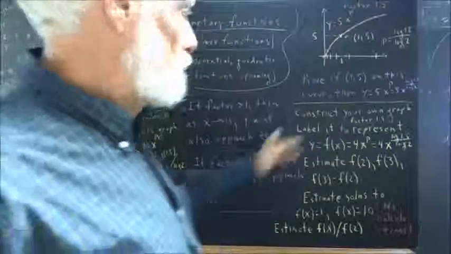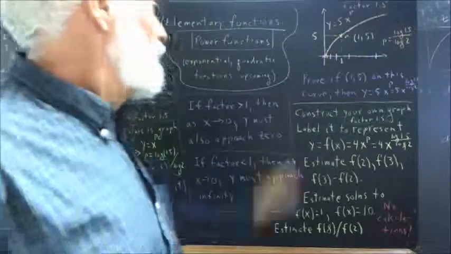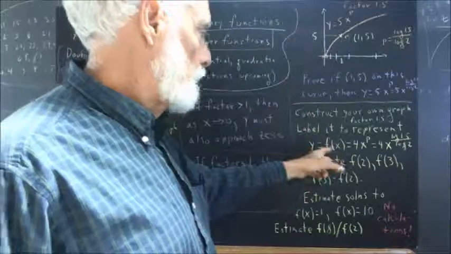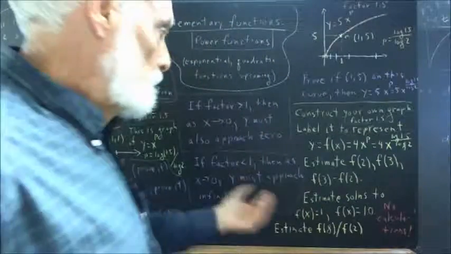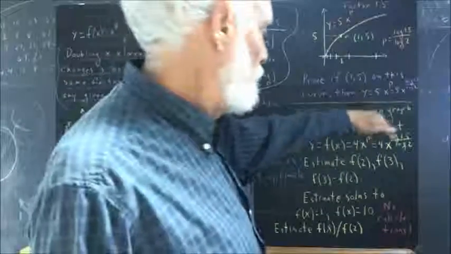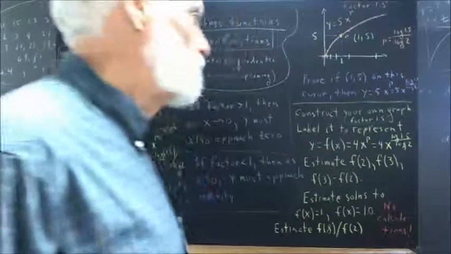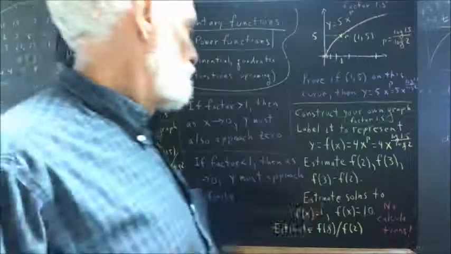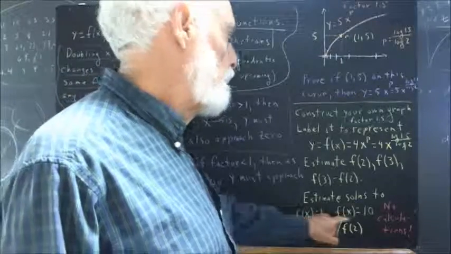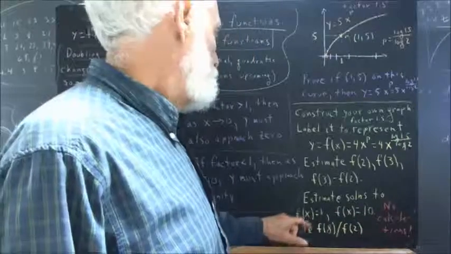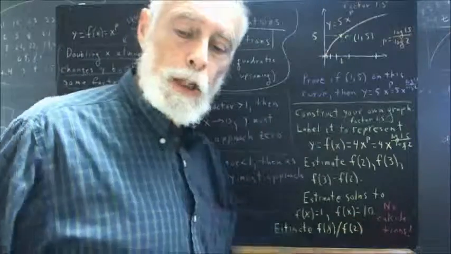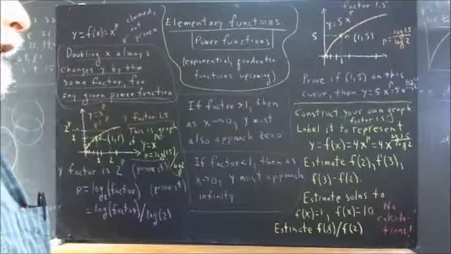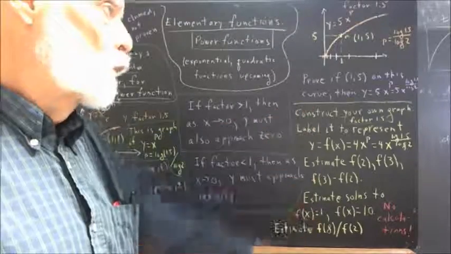Then I ask you to construct your own graph, factor 1.5, and do something like what we've done up here, except label it to represent 4x to the p. No calculations here. This is all just numbers and estimates. Then estimate f of 2, f of 3 minus f of 2, and estimate the solutions to the equations f of x equals 1, f of x equals 10. Estimate f of 8 divided by f of 2. Do all that with no calculations. Not very difficult. You should work on that.